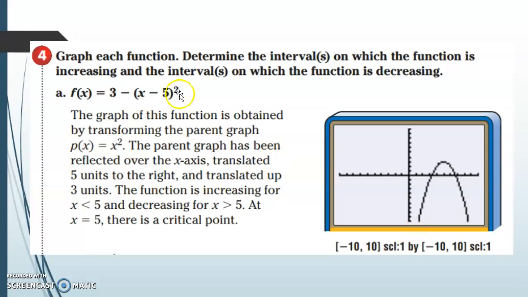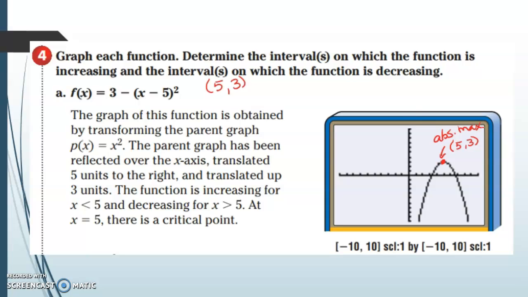When you graph this, determine the interval on which the function is increasing and the interval on which it's decreasing. It stops doing anything at this point right here. That is your absolute maximum, and it's the point right here of 5, 3. You can count it out: 1, 2, 3, 4, 5, 1, 2, 3. That is the vertex of a quadratic equation.